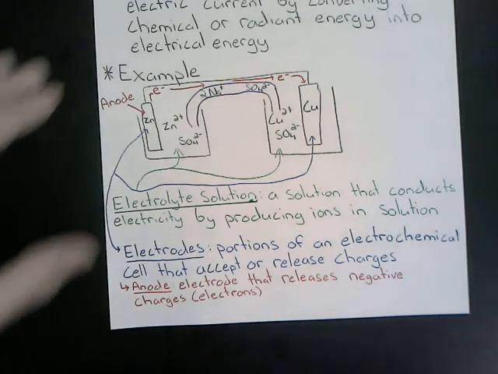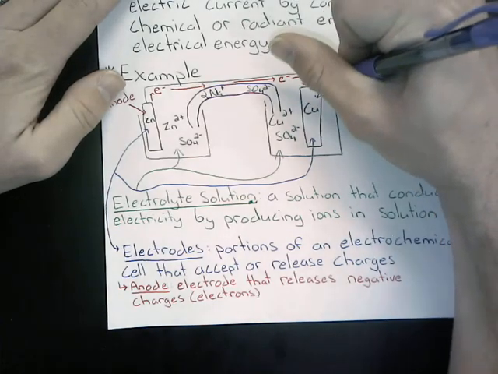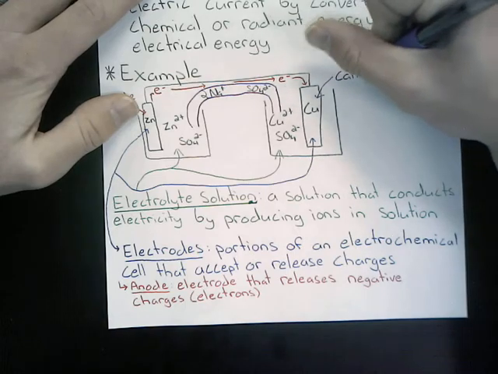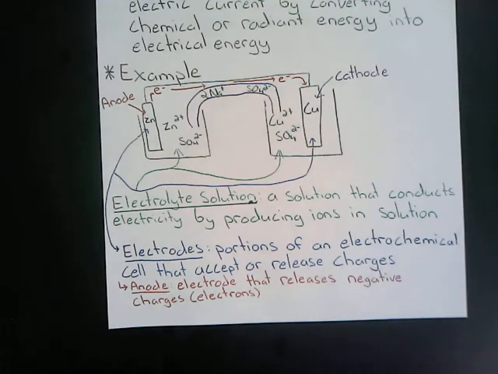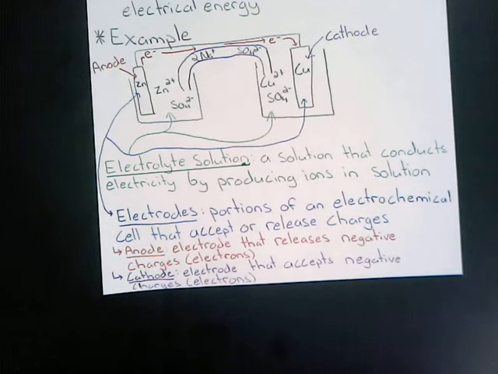And the other electrode here on the other side that accepts the electrons is going to be known as the cathode. And that's because it accepts those negative charges. Again, the cathode is the electrode that accepts the negative charges, which in this case are electrons.